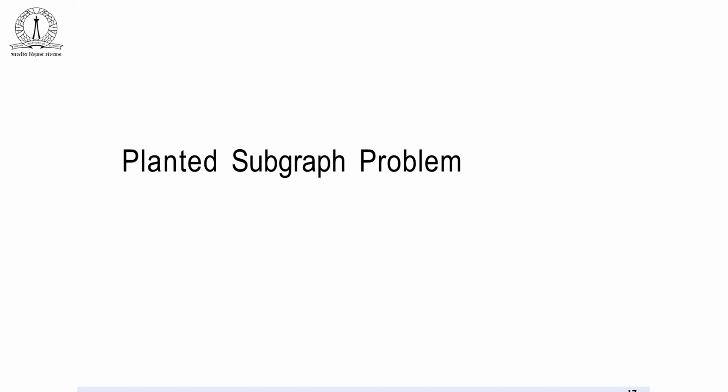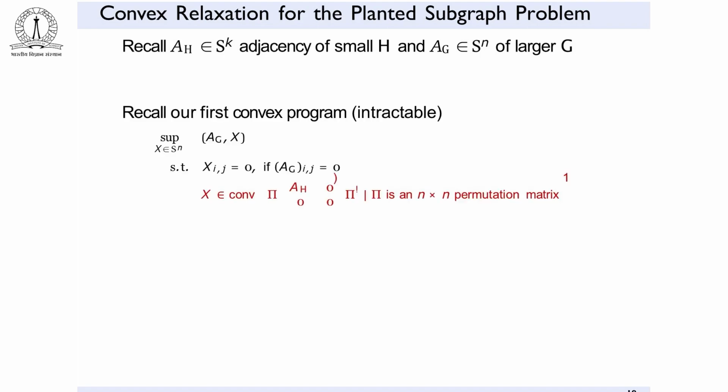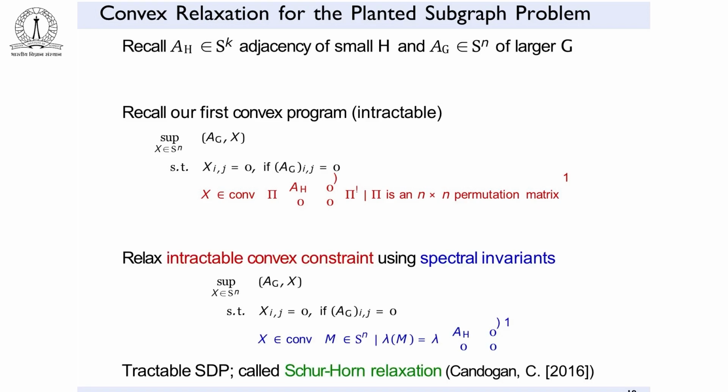So, planted subgraph. Recall that we had a k node graph with a k by k adjacency matrix for some small graph H, and A_G for a larger G. Recall that our first convex program that we wrote down, the intractable thing, was this.